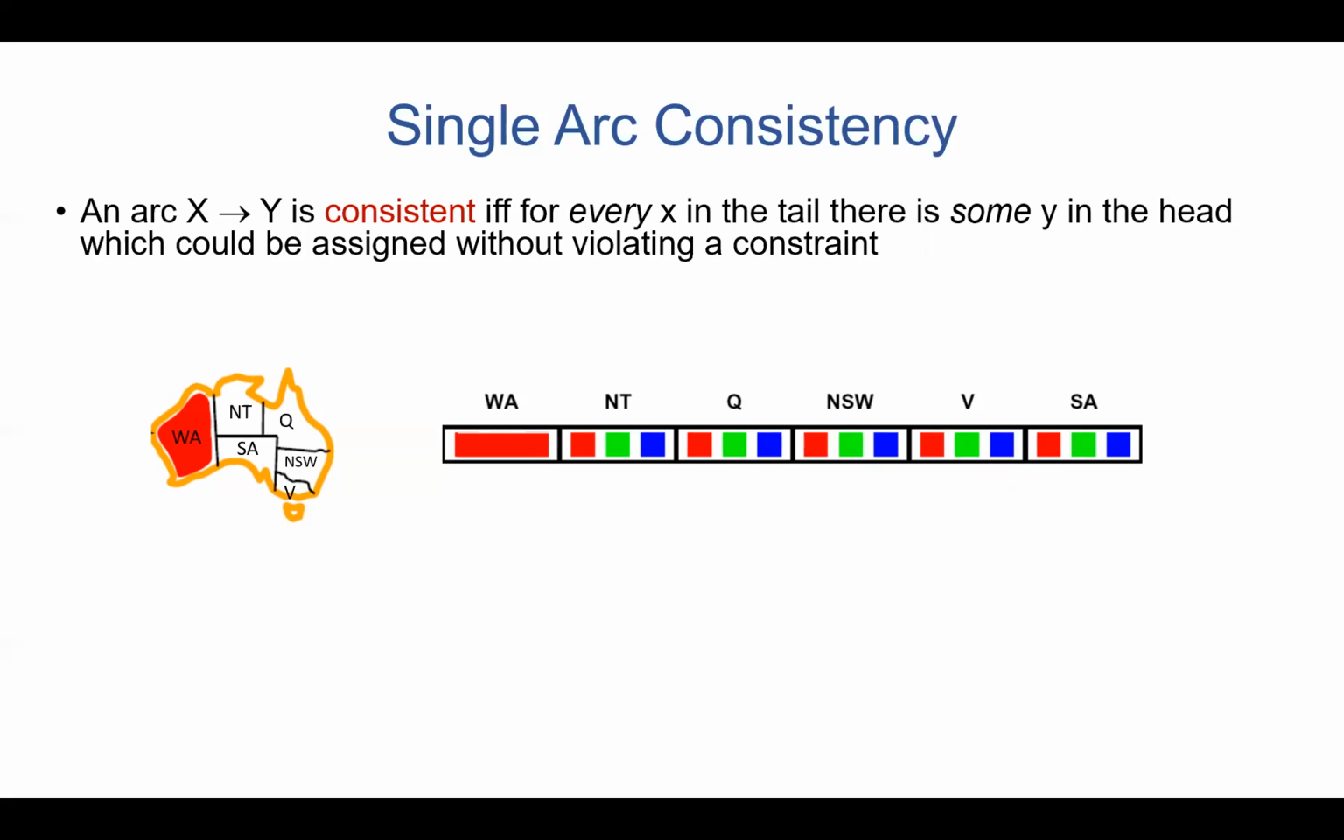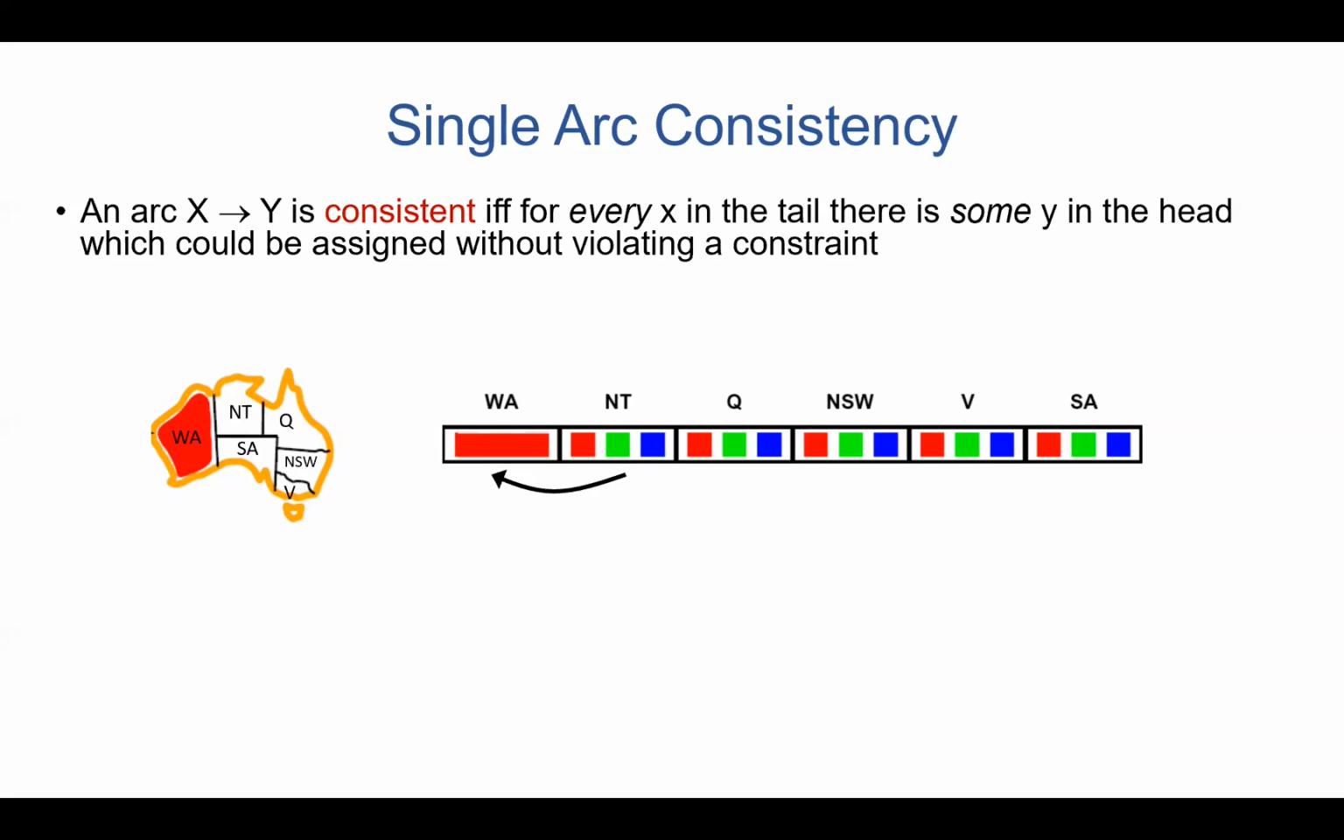So what does it mean to have an arc consistency? Let's read the definition. An arc from X to Y is consistent if and only if for every X in the tail, there is some Y in the head which could be assigned without violating a constraint. Does it make sense? Hopefully not, okay? Because I'm going to explain it. So from every X, you see here, the X to Y arc. So let's look at this arc.